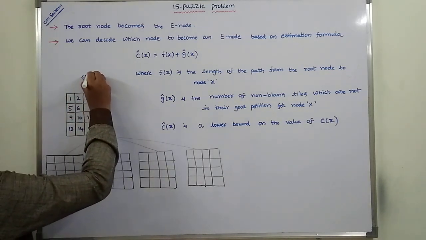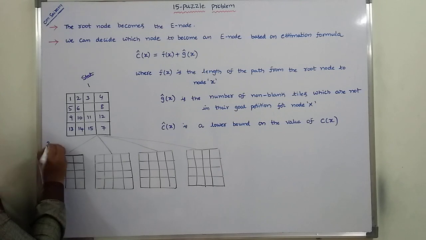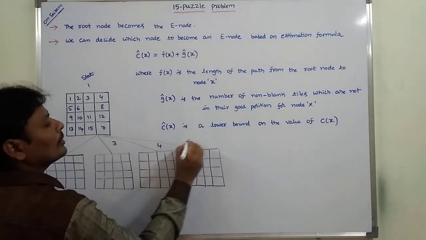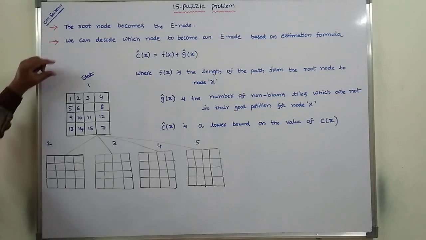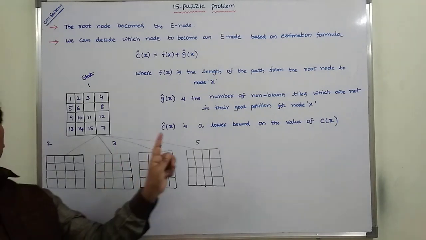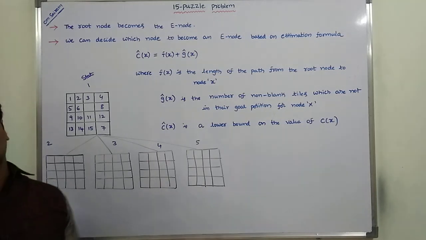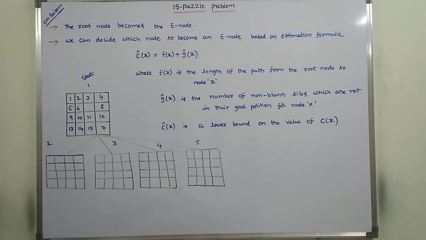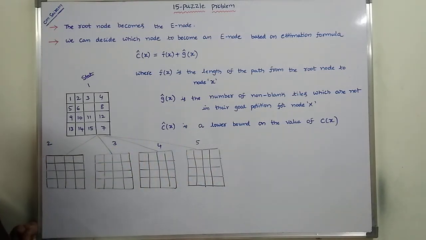Next, in level 2, there are 4 nodes: node 2, node 3, node 4, node 5. In level 1, only a single node is there, so this is state 1. Next, in the second level, there are 4 nodes: node 2, node 3, node 4, node 5. In the next level, the nodes that we have created are 6, 7, 8, 9, 10. So these are the states of the puzzle. This is the first state, second state, third state, fourth state, fifth state. So each and every state can be represented by a node number.